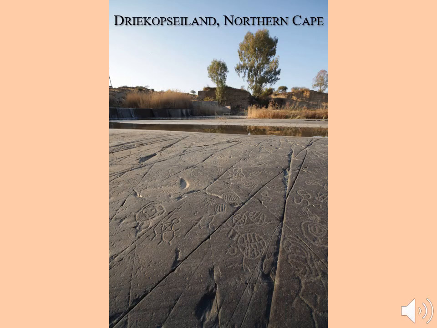We also find complex designs engraved on rock surfaces, and one of the most striking is Driekops Eiland, which is on the banks of the Riet River, and these are glaciated pavements, rock pavements that have been scoured smooth by glaciers, and on which thousands of these designs have been made next to the river.